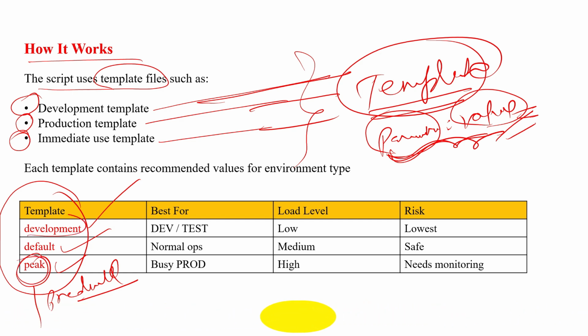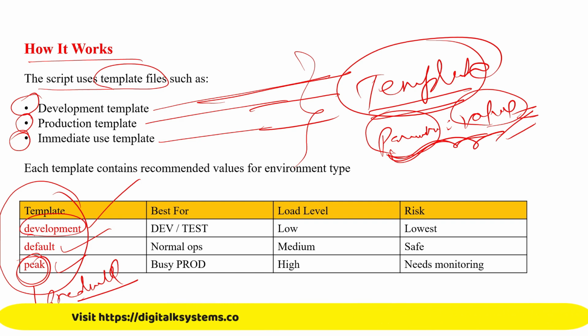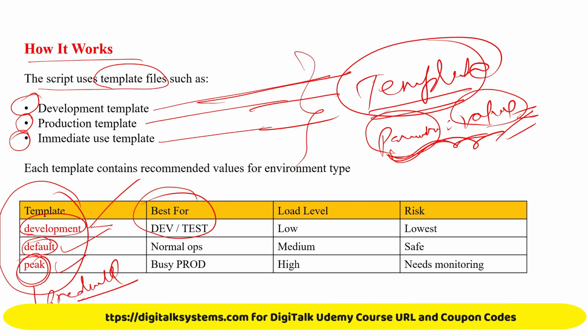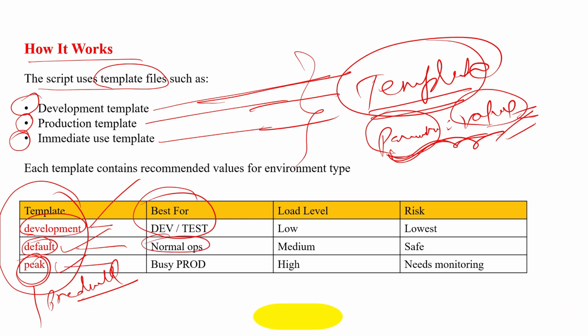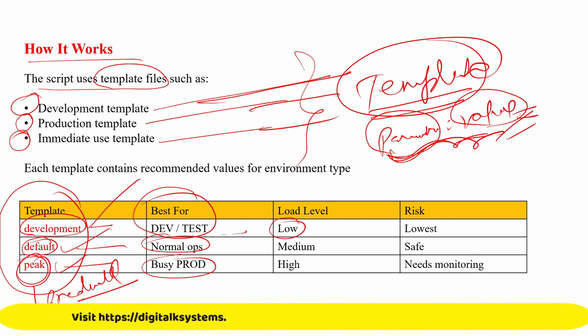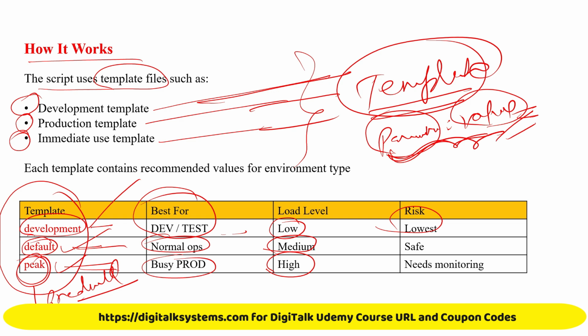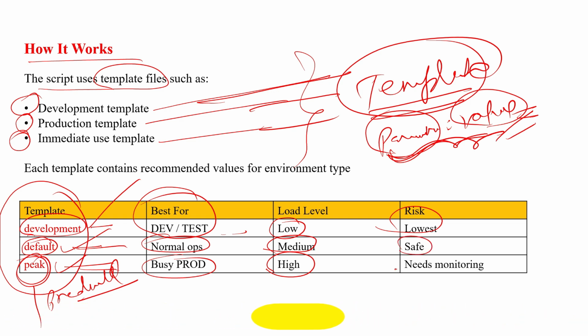If you are on a non-production development setup, if you installed for some demo and testing purpose, for learning purpose, you can go with the default setting, that is more than sufficient. So development is best for development testing environments, default is for normal operations, peak is for busy production environments. In development the load level will be low, default is medium, and peak the load will be very high.